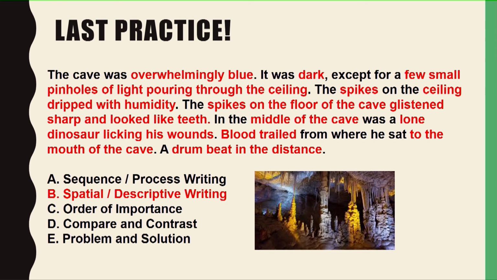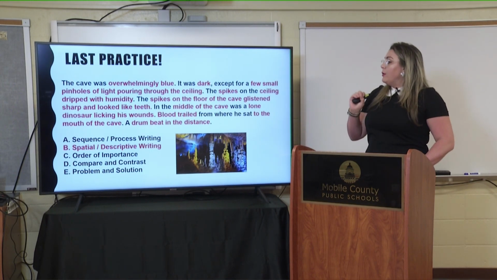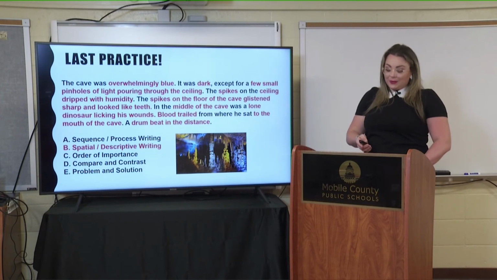Hopefully you chose B. This is definitely descriptive writing, and the author does a beautiful job with this. Here he introduces in the beginning that the cave was overwhelmingly blue. It was dark. There were only a few small pinholes of light pouring through the ceiling. The spikes on the ceiling dripped with humidity, and then the spikes on the floor of the cave glistened sharp and looked like teeth. In the middle of the cave was a lone dinosaur licking his wounds. Blood trailed from where he sat to the mouth of the cave, and a drum beat in the distance. You can see here that the author really went out of their way to incorporate certain imagery words to create that picture in your mind.